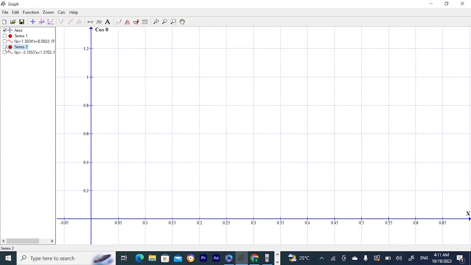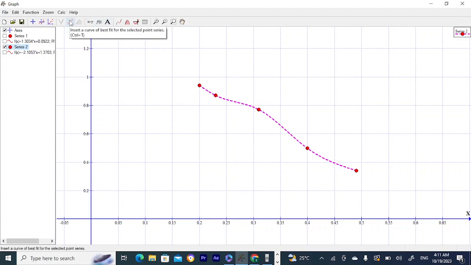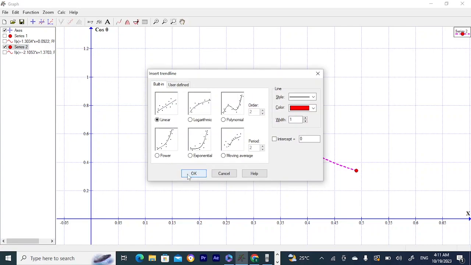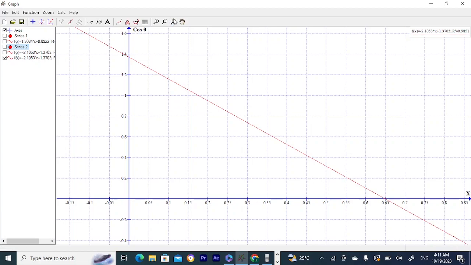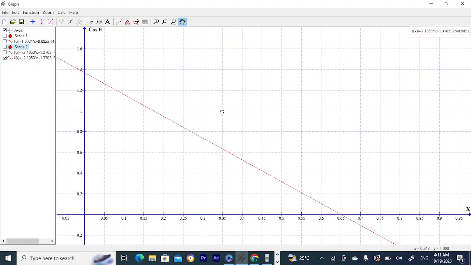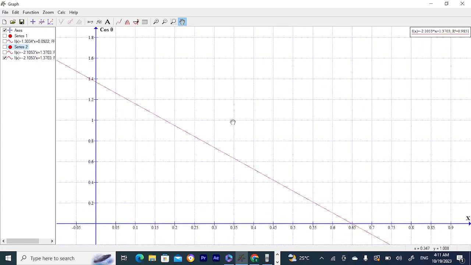If I OK this now, you can see my values here. But this is not a perfect straight line graph. So what do I do? I'll now take the line of best fit. So take your line of best fit, which is this. OK it. So you can now see my line of best fit. Let me take off this point here so that I can have a better view. All right, so this is now my graph, and this is my line of best fit. With this, I've plotted my graph, and this is what the graph looks like.